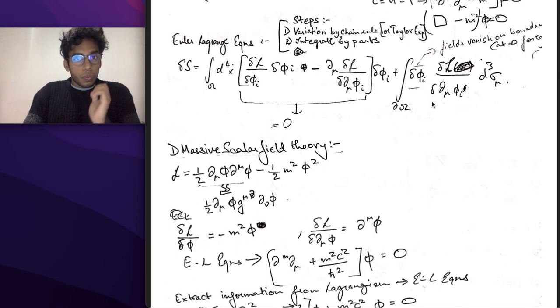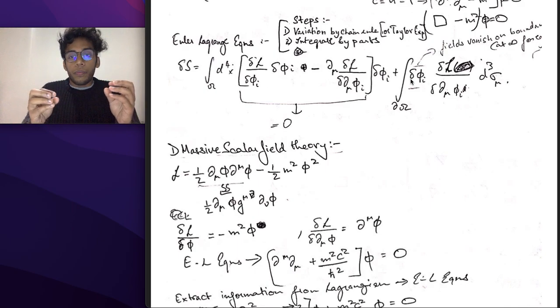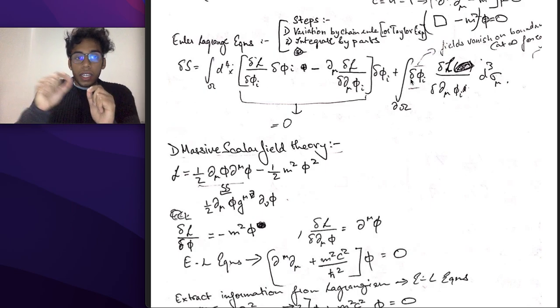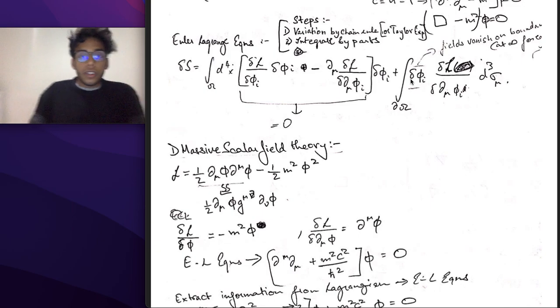So what we usually do is we assume that delta phi_i, which is the field, goes to zero at the surface. In classical electromagnetism, or any other known simple fields, the variation of the field tends to go off to infinity. That means any dynamics happening here doesn't have any effect at infinity. So that's the essential idea.